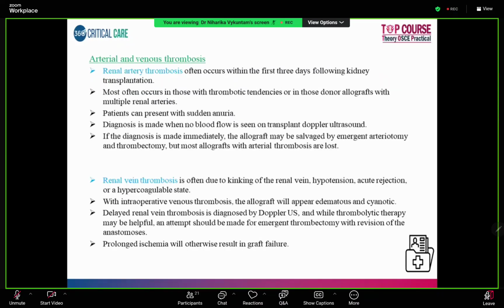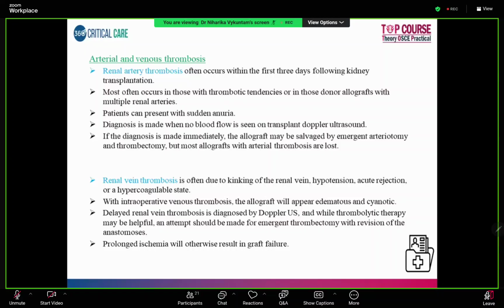Now the important one is the vascular complications which occur in the postoperative period. One is the renal artery thrombosis and the other is the renal vein thrombosis. Renal artery thrombosis usually occurs within the first 3 days following the kidney transplantation. It is most often seen in those patients who have thrombotic tendencies or in those donor allografts with multiple renal arteries. In these patients, the chances of renal artery thrombosis is increased. They usually present with sudden anuria, and the diagnosis is usually made by a Doppler where you see that there is no flow in the renal artery.